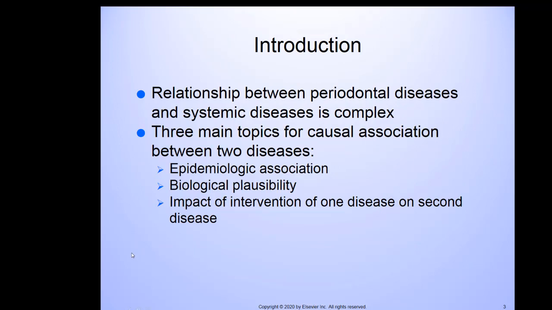The relationship between periodontal diseases and systemic diseases is complex. It's well known among healthcare professionals that there are relations between the two. There are three main topics for causal association between periodontal disease and systemic diseases. The first one being epidemiologic association, basically meaning they share the same bacteria. The second is biological plausibility, that just makes sense, and the third is the impact of intervention of one disease on the second disease.